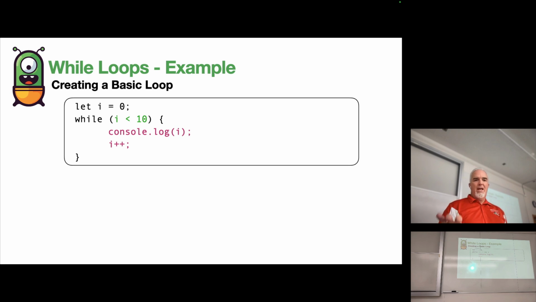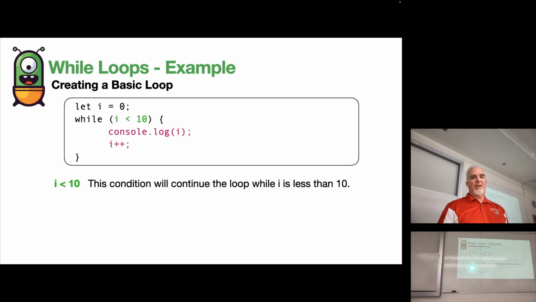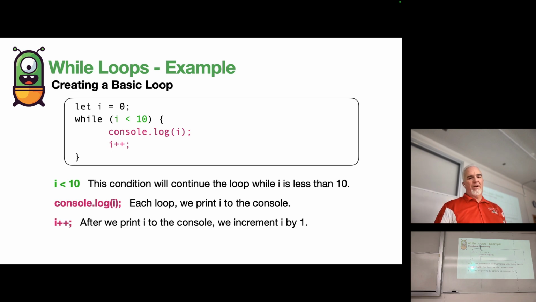So you can see that this has some of the same basic elements as the for loop, but now the while loop is a little bit more succinct in that it has only the condition as an argument. So again, the condition here is I is less than 10, and inside the loop, we're printing to the console, and then we're incrementing I by 1.